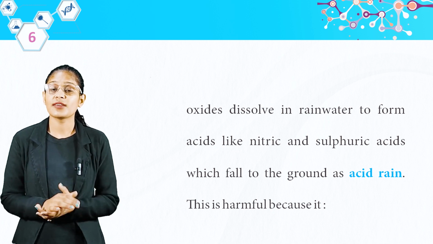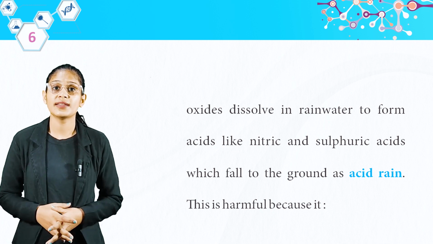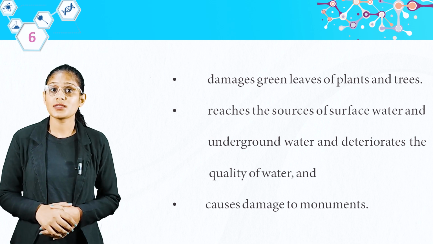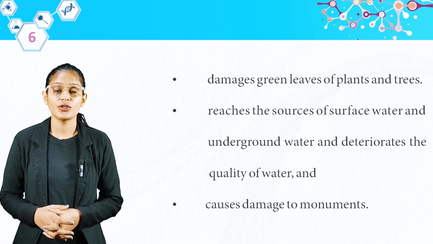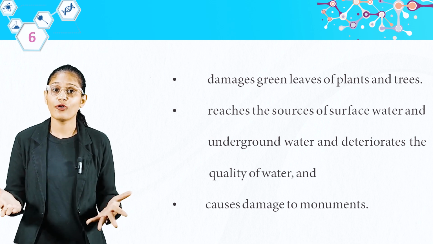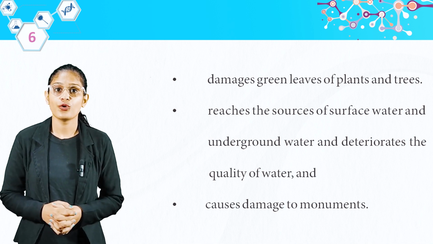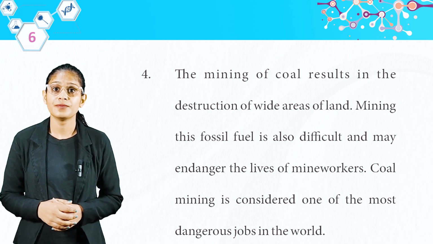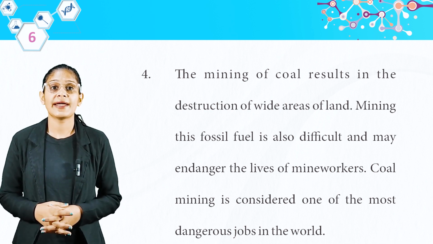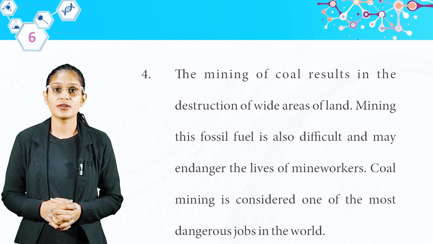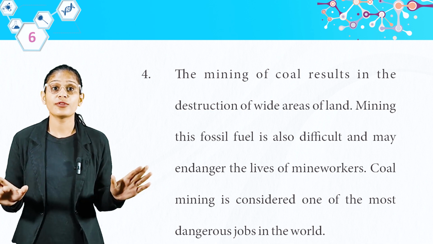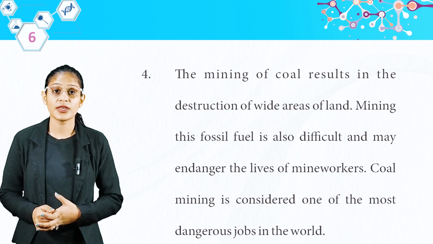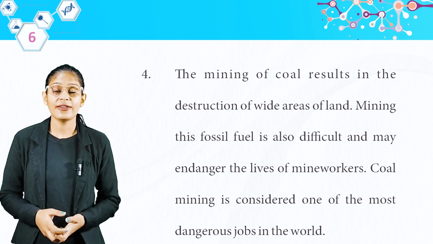So students, acid rain is also caused by what? By the fuels we burn. Here, it can damage green leaves of plants and trees, reach the sources of surface water and underground water, deteriorate the quality of water and cause damage to monuments. The mining of coal results in the destruction of wide areas of land. Mining this fossil fuel is also difficult and may endanger the lives of mine workers. Coal mining is considered one of the most dangerous jobs in the world. So students, these are all the effects that coal has on our life.